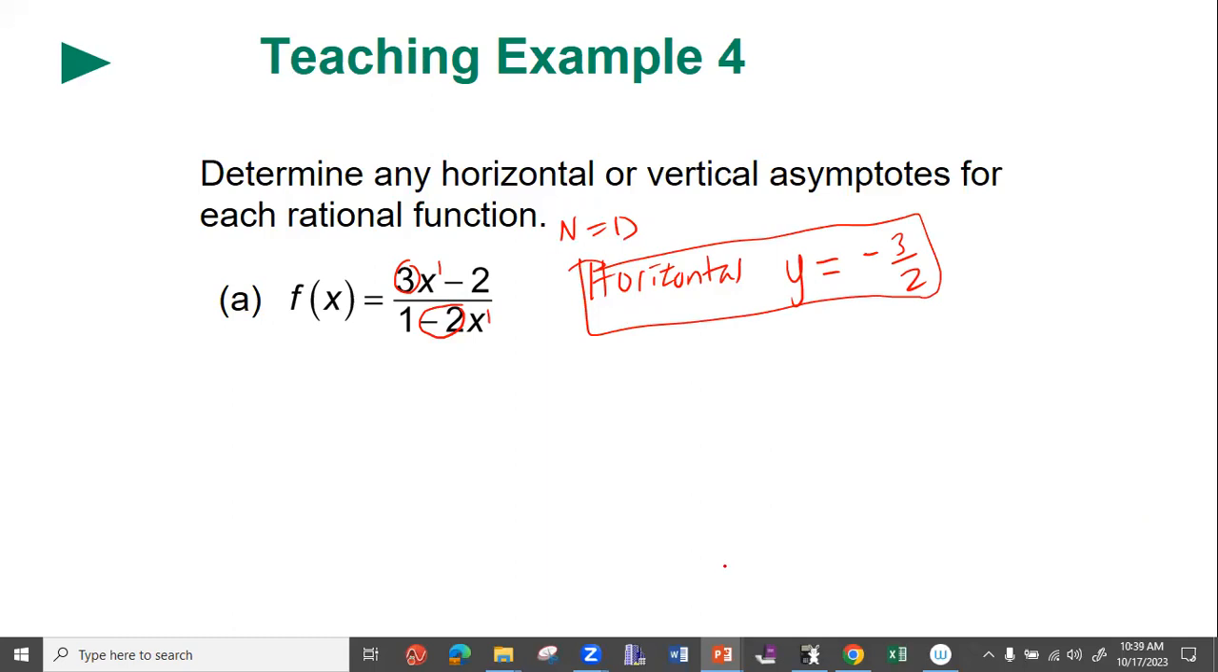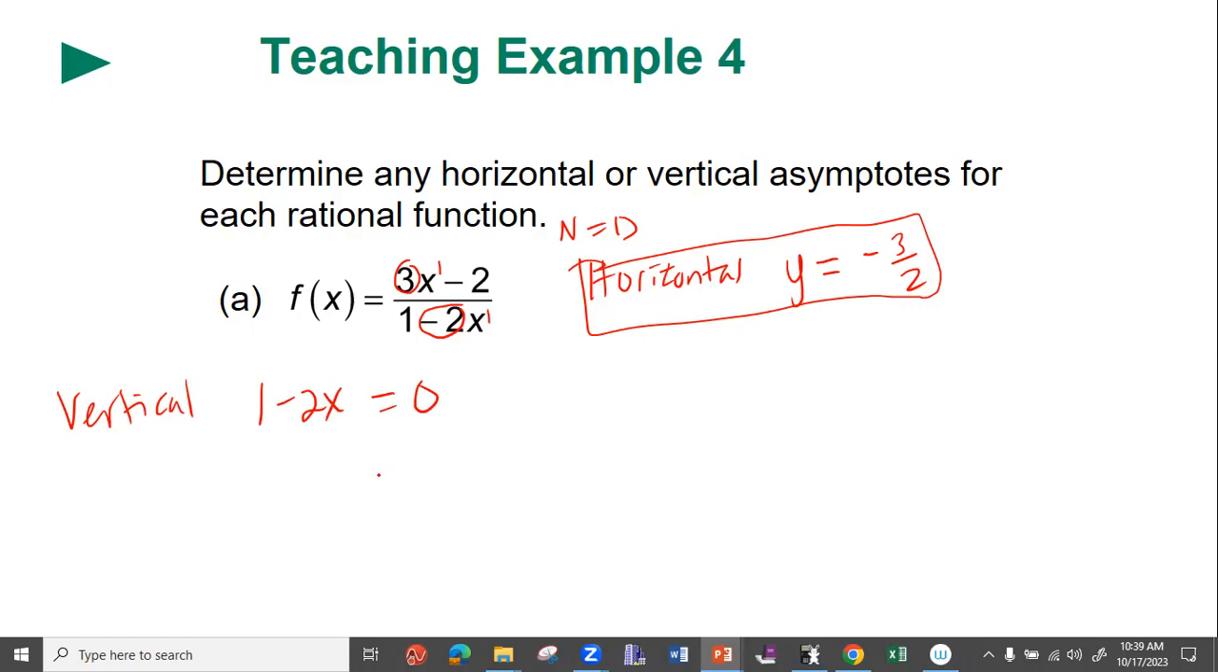And why is this again? Exactly, the degrees are equal. So the degrees are equal, therefore, all you're doing is using your leading coefficients. Okay, now we're going to talk about our vertical asymptote. Your vertical depends on your denominator. So my denominator is 1 minus 2x, and I'm going to set that equal to 0.